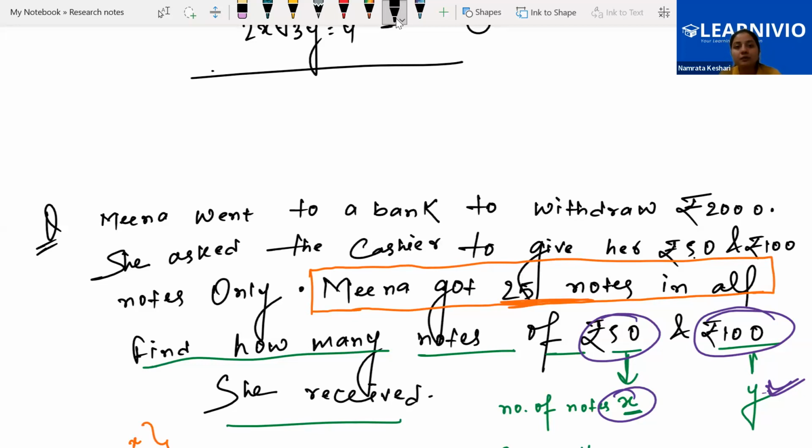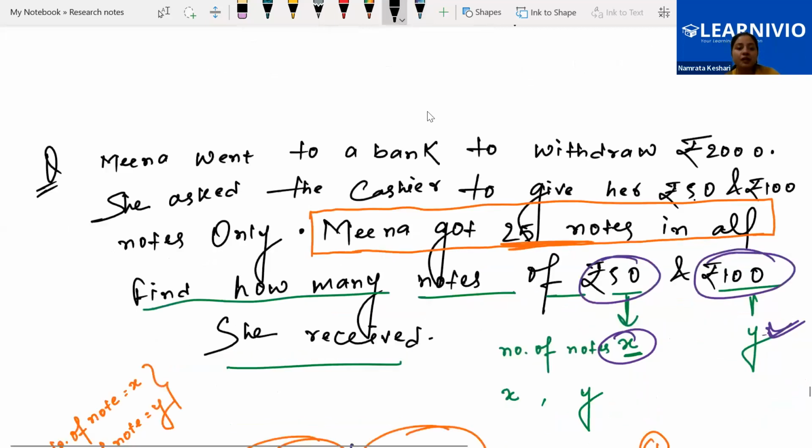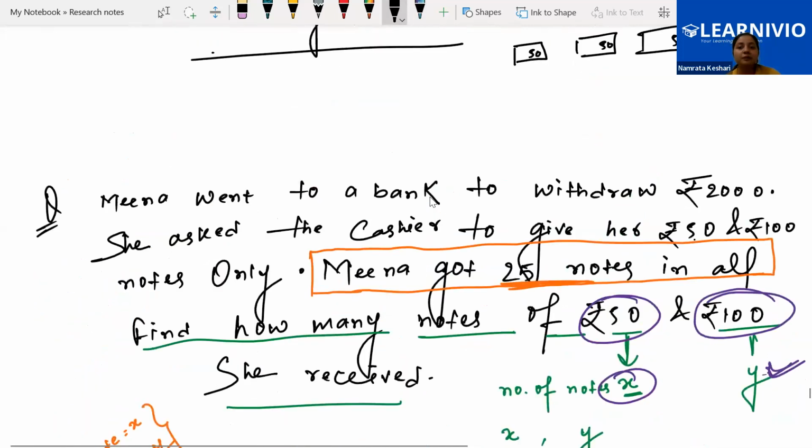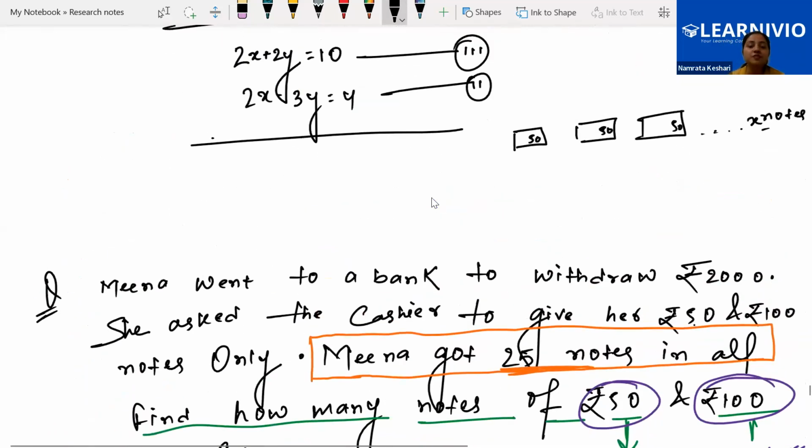Okay, we don't know that. So we are taking, let's say, 50 rupees note, 50 rupees, 50 rupees. How many notes are there? We don't know that. We are saying, let's say x notes are there. Be careful, this x is a number. x can be 5, x can be 4, x can be 2, x can be 10. That much notes we are having.